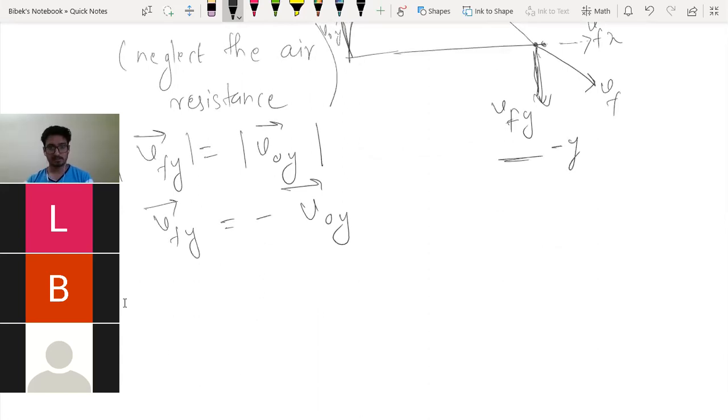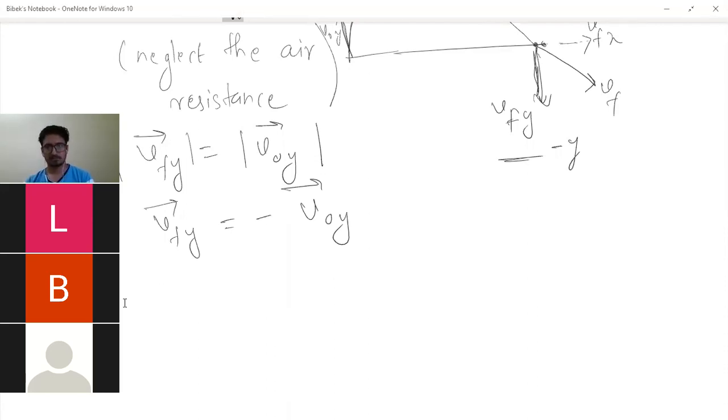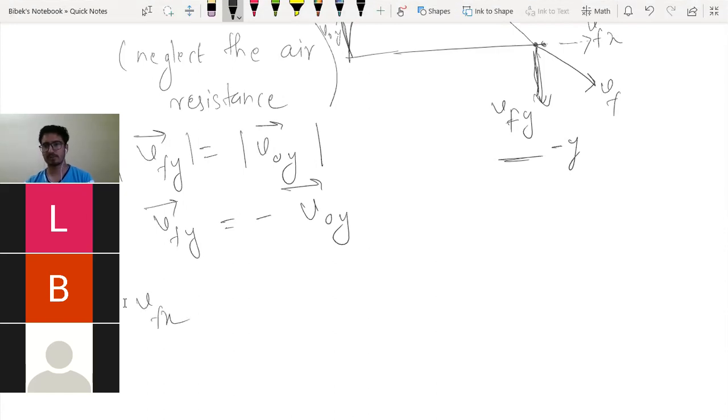But if there was air resistance, it's not true. So let's not go into that, because they won't ask you problems involving air resistance. The x component of the velocity will be equal to the x component that the projectile had initially. For your final velocity, you can use the Pythagorean theorem, or you can just use vector addition. Whatever you feel comfortable with.